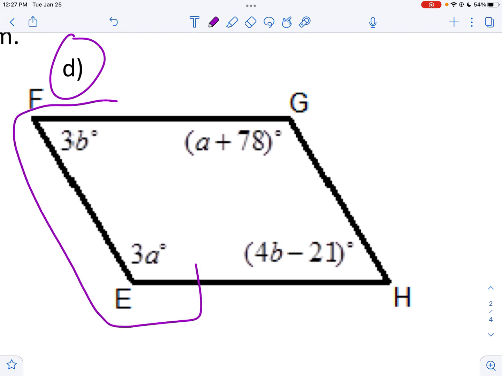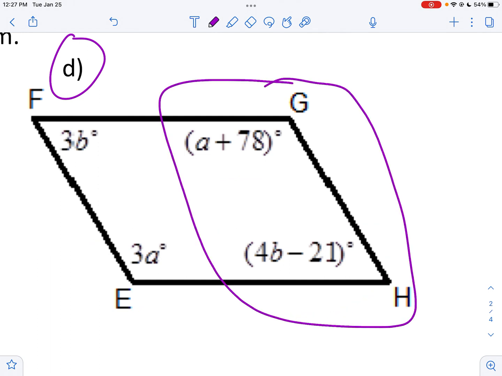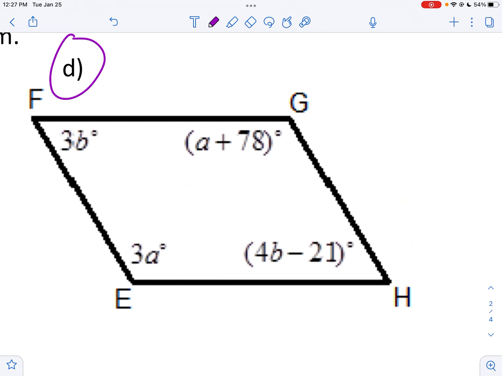Like you could set up that these add up to be 180, or these add up to 180, or these add up to 180, or these add up to 180. But if you were to set up any of those, you'd see that there's two variables but only one equation. And that gives you infinitely many answers. You would have to set up two different equations and solve that system, which is not fun.